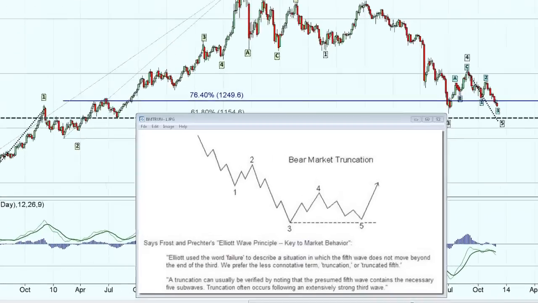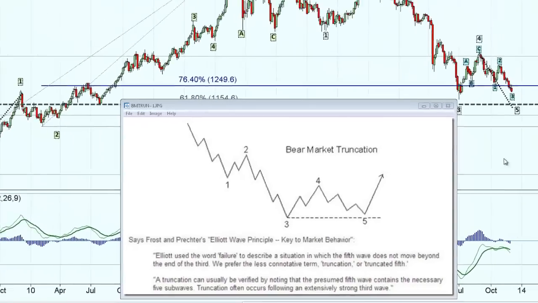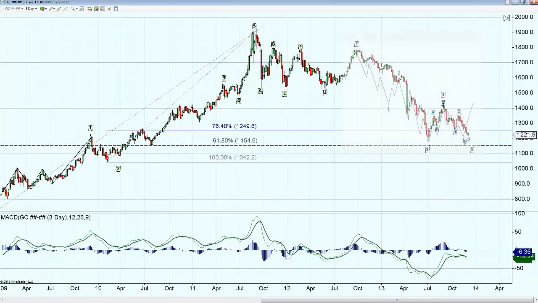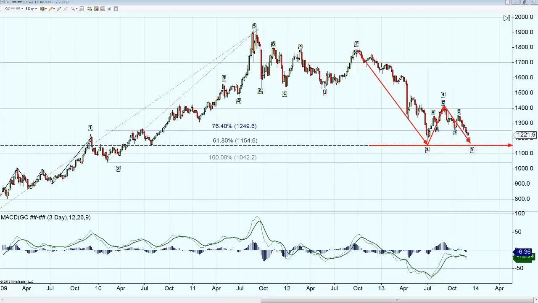Now, the model that I want to take a look at, which we basically call a flat or a bear market truncation, that is the term that Prechter and Frost use. This is off of the Elliott Wave Principle, Keys to Market Behavior. In essence, what this model attempts to look at is the fact that there are times in which your final concluding fifth wave will truncate and have an equal low to 3. So you get 3, you get 4, and then you get a fifth wave which has a low that is roughly equal to the low that you had in 3.